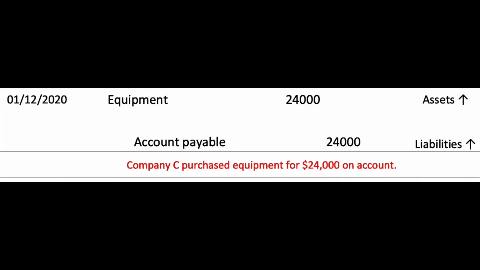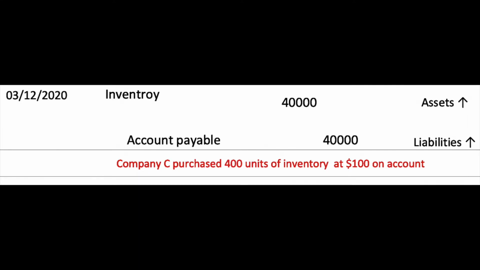The third transaction, Company C purchased equipment for $24,000 on account. To record this transaction, debit equipment for $24,000 and credit account payable for $24,000. The fourth transaction, Company C purchased 400 units of inventory at $100 on account. An entry is made to debit inventory for $40,000 and credit account payable for $40,000.